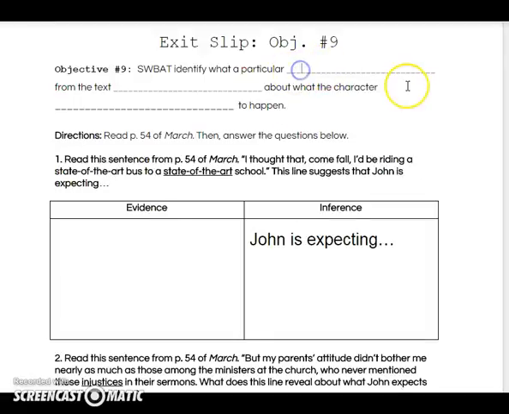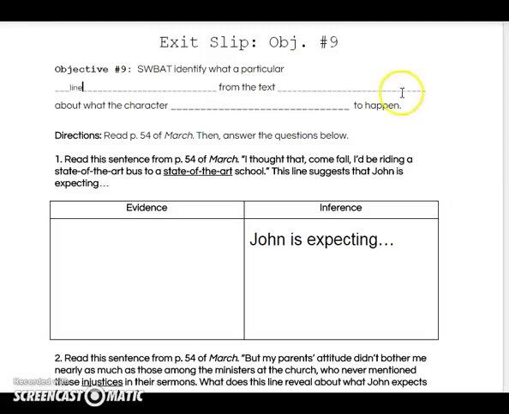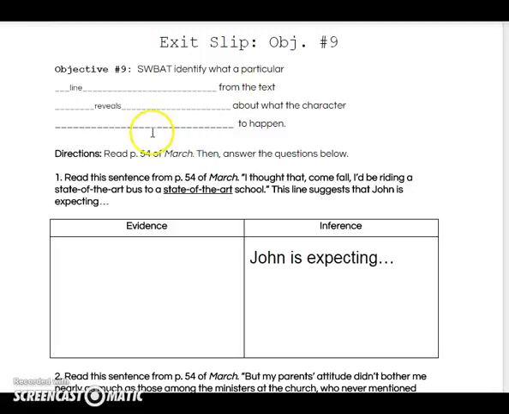So for exit ticket 9, students will be able to identify what a particular line from the text reveals, and reveals just means shows, about what the character expects. But what the character expects to happen. Expects just means what they think is going to happen. So, let's try question 1 together.